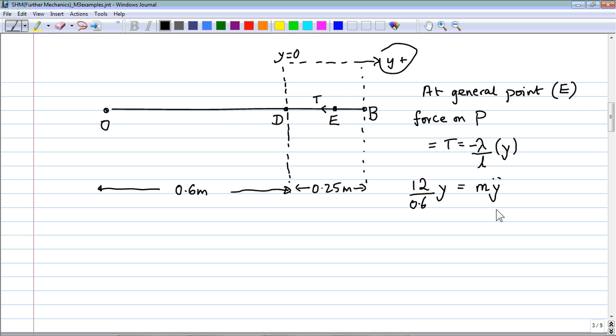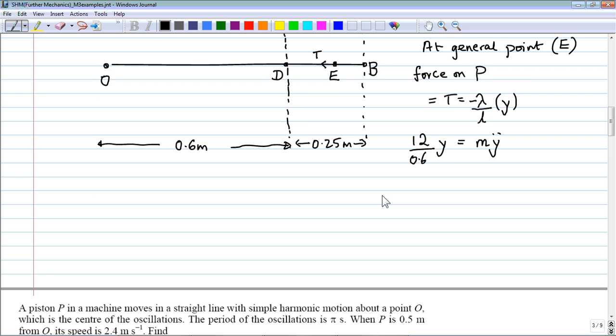And as I described in the previous video, it's easy to justify that y double dot, the acceleration, or the second derivative of the displacement, doesn't depend which point you take as the origin. Now the mass was 0.8, so therefore I have something like this: y double dot is minus 12 over 0.6 times 0.8 times y. So let's do a bit of arithmetic here. I've got 3 times 4 over 5 times 5, so that's minus 25y.